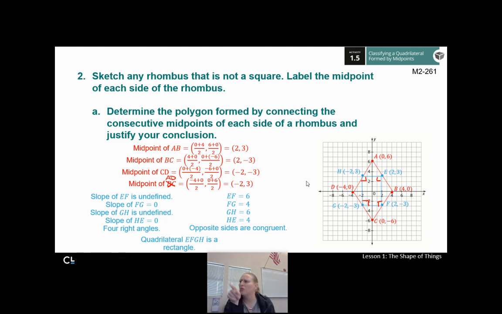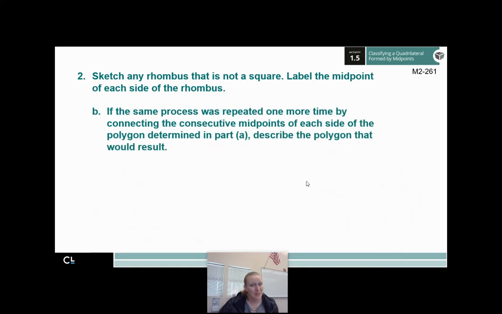So when I did a rhombus and the midpoints and I sketched those midpoints together, I got a rectangle. But what would have happened if I did it again with my rectangle? If we did this one more time, what do you think you would get? You don't have to show tons of work, but just what do you think would happen? And you can play with the graph if you like. Go ahead and hit pause, write it down, and then hit play when you're ready to check your work.